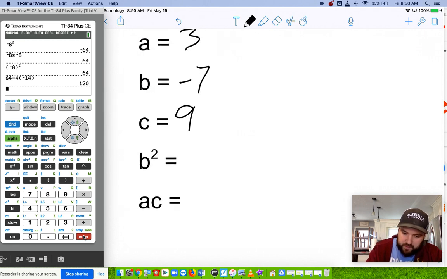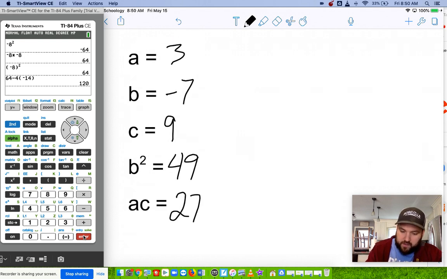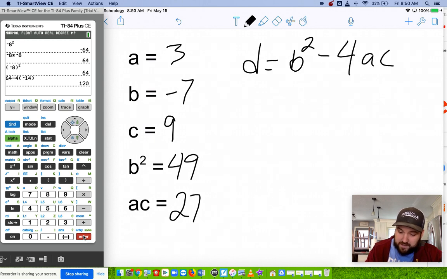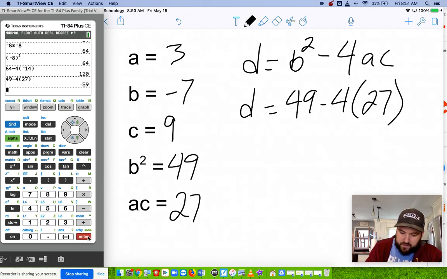So now if I were to take B squared, that means I'm going to take negative 7 times negative 7, which is going to be positive 49. And then if I were to multiply A times C, 3 times 9, that's 27. So now again, to find my discriminant, it's B squared minus 4AC. Well, B squared is 49. AC is 27. So that's what I'm going to type in my calculator. 49 minus 4 times 27. So my discriminant is negative 59.